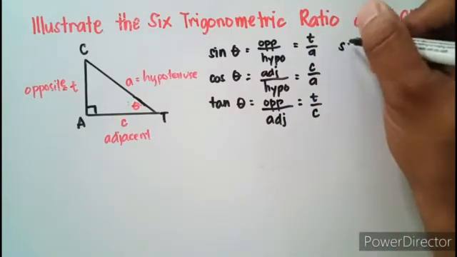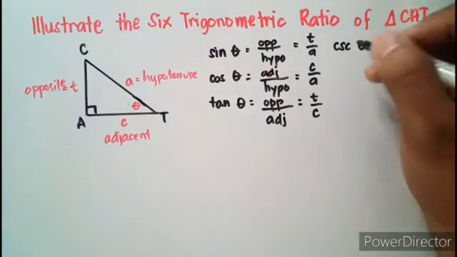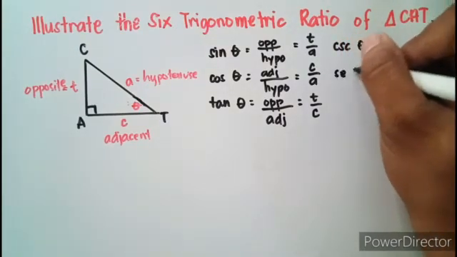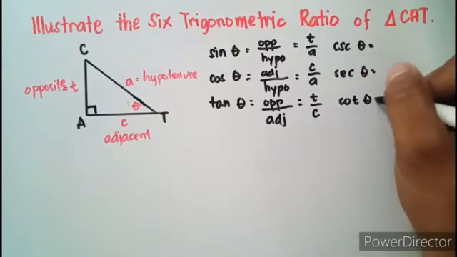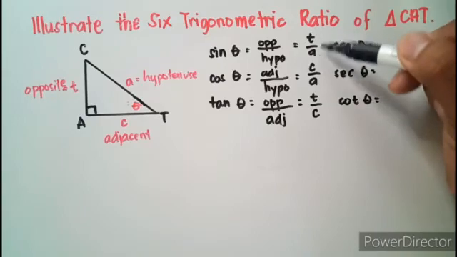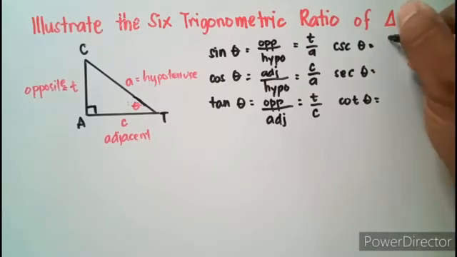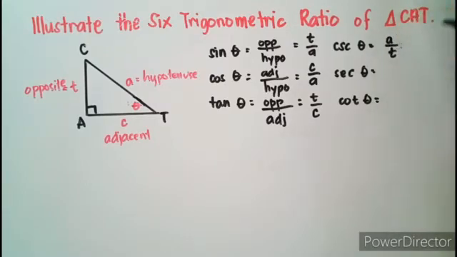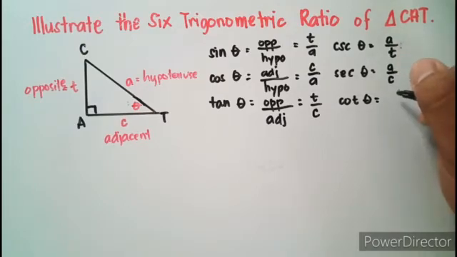Then, for our reciprocal, okay, so we have cosecant, we have secant, and we have cotangent. So, you will just reciprocate the first three. So, cosecant will be A over T. Then, secant will be A over C. And cotangent will be C over T.